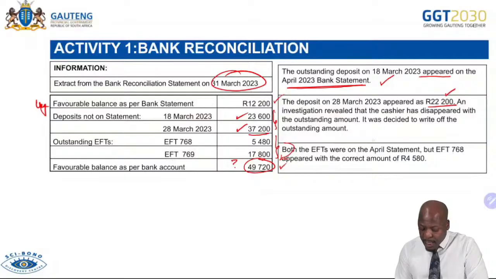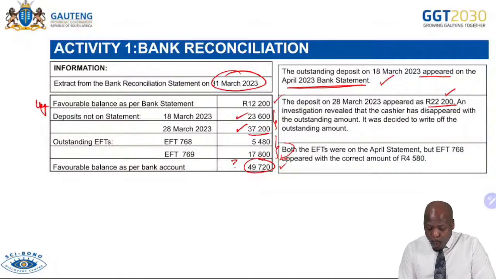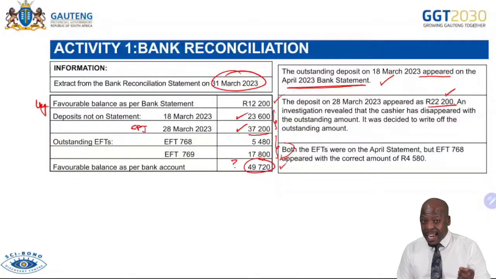Now, it has appeared on the bank statement. However, it has not appeared as 37,200. It has appeared as 22,200. So what we now do is we understand why it was in the BRS. It was in the BRS because we had recorded it in the CPJ and it had not appeared on the bank statement. Hence, we put it on the BRS.